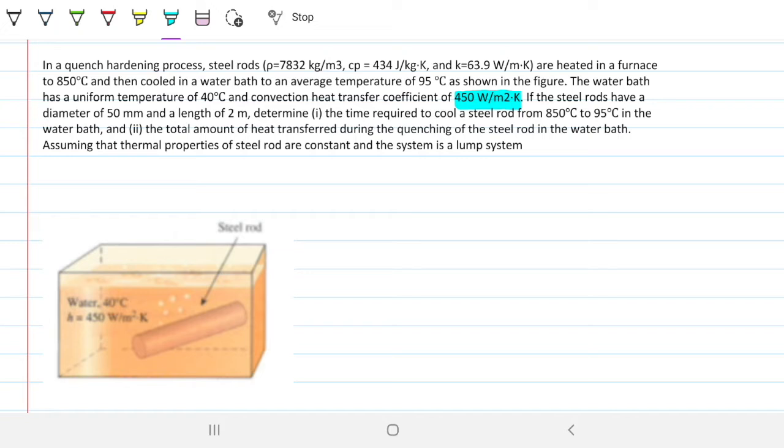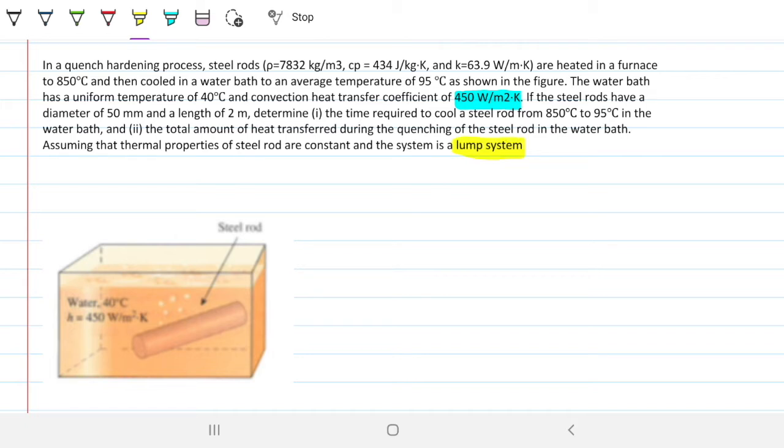If the steel rods have a diameter of 50 mm and a length of 2 meters, determine the time required to cool the steel rod from 850 to 95 in the water bath, and the total amount of heat transfer during the quenching of the steel rod in the water bath, assuming that the thermal properties of the steel are constant and that the system is a lump system. So heaps of things for us to talk about here.